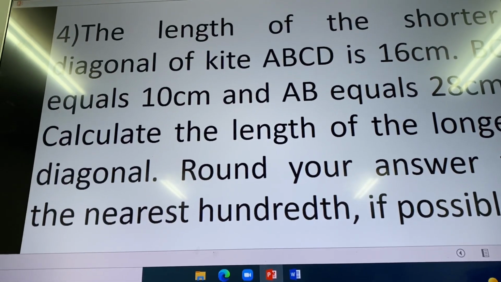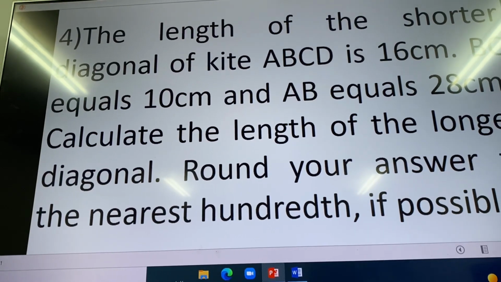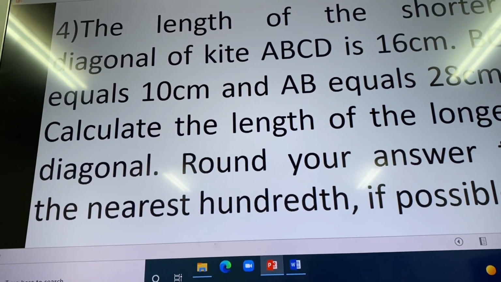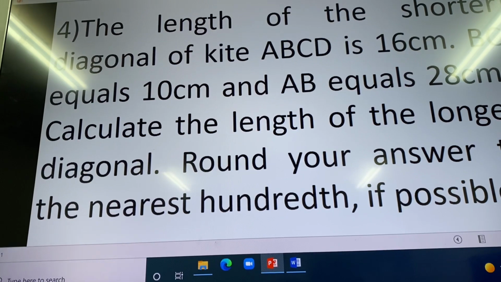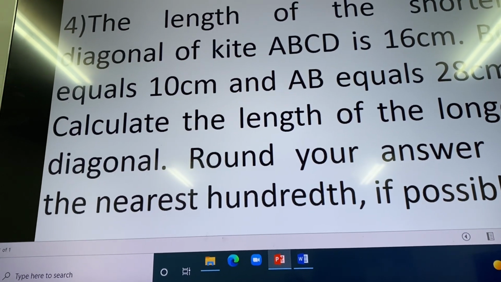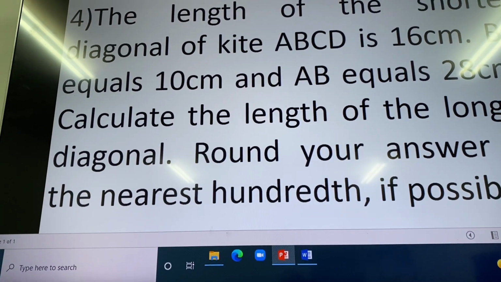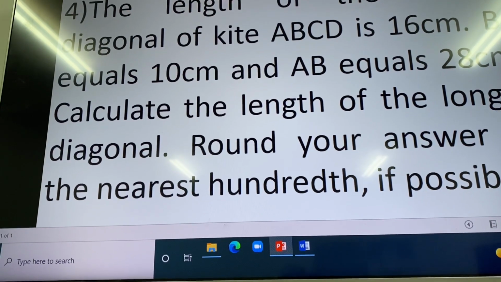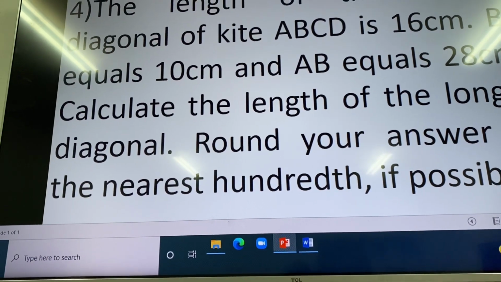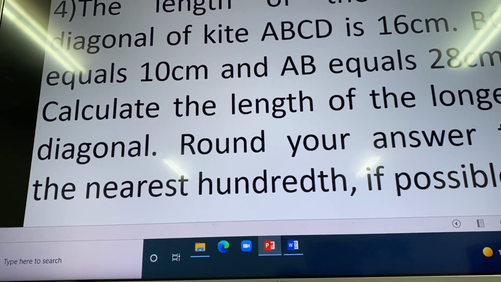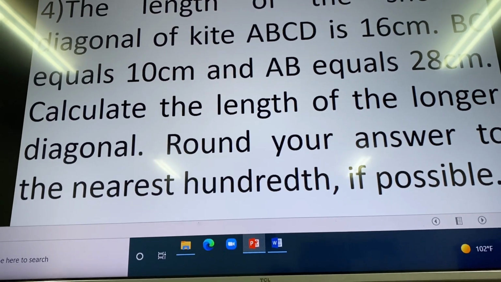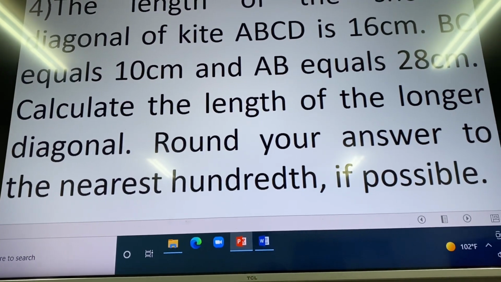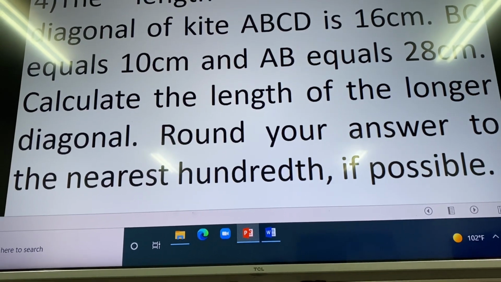Alright, this is question number 4. The length of the shorter diagonal of kite ABCD is 16 cm. BC equals 10 cm and AB equals 28 cm. Calculate the length of the longer diagonal. Round your answer to the nearest hundredths if possible.